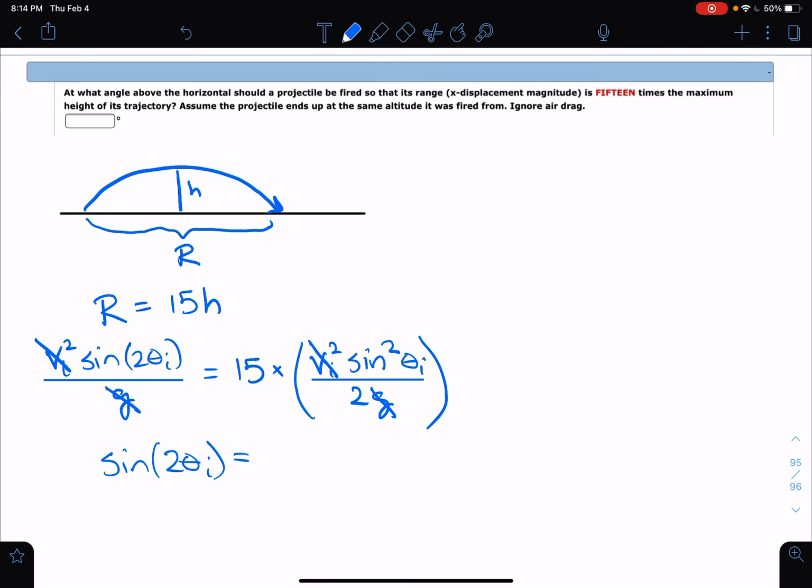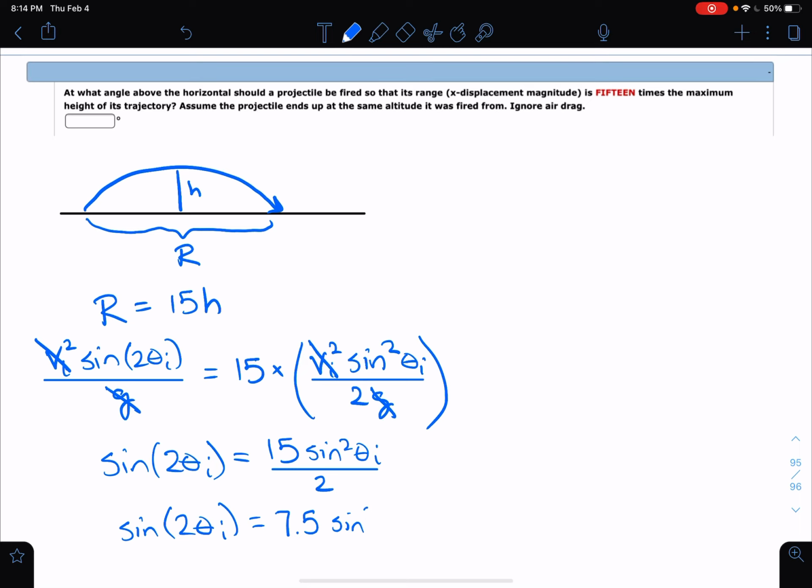That's going to equal 15 sine squared of the initial angle divided by 2. And of course I can reduce this down. I'll just go ahead and take it one more step here. Sine of 2 theta initial is really going to be 7.5 times sine squared of the initial angle.